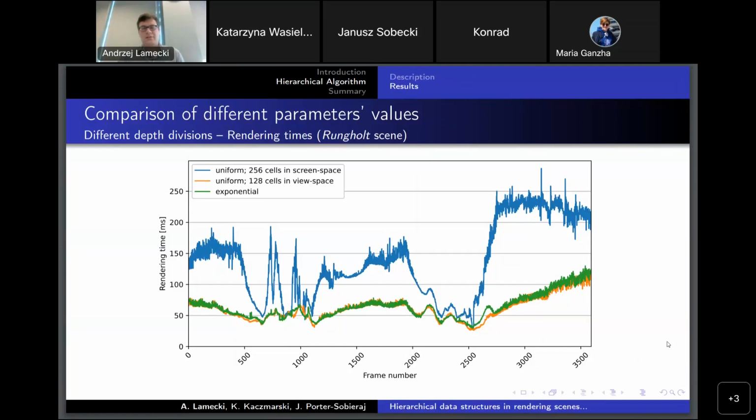However, the screen space division resulted in a lot higher times in most part of the test. In these parts where the times were comparable for all three division methods, the camera was close to the objects in the scene, and it resulted in not much of a difference in rendering times.